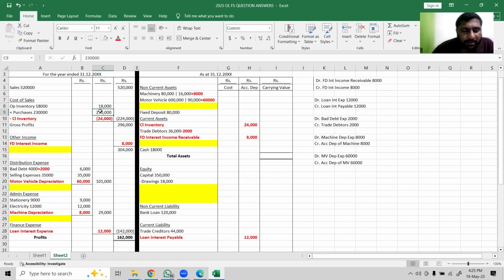18,000 plus 230. 18 plus 230 for cost of sales. It is 248. 248 minus 24 is 224. So the cost of sales is 224. Closing inventory is 24. Okay.